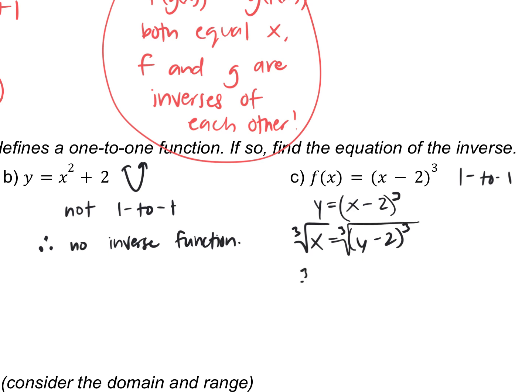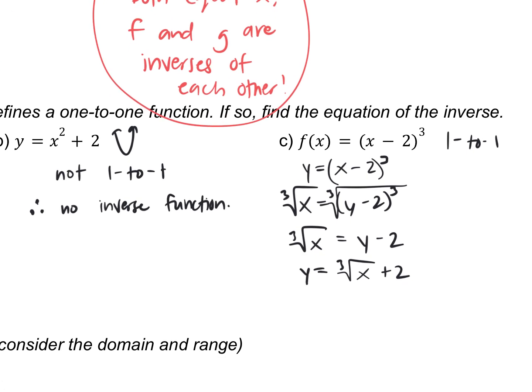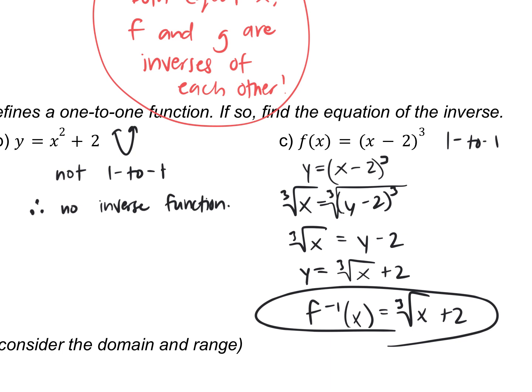So I get the cube root of x is equal to y minus 2. So that means that y is equal to the cube root of x plus 2. Which we need to rewrite as the inverse function is equal to that thing, so that I know this is my inverse function.